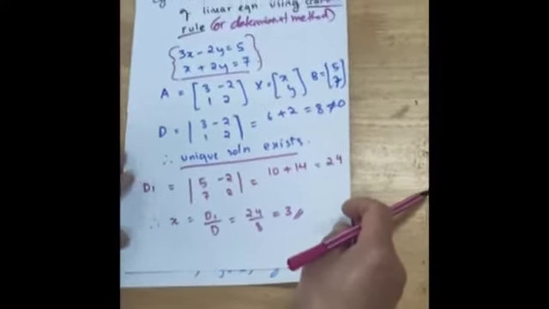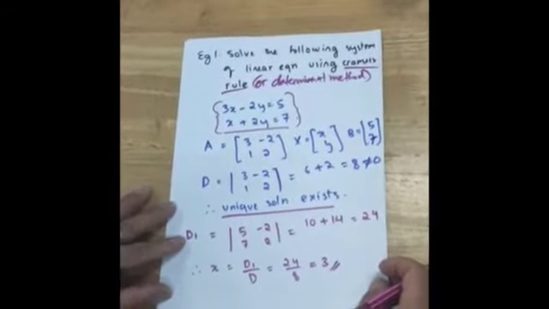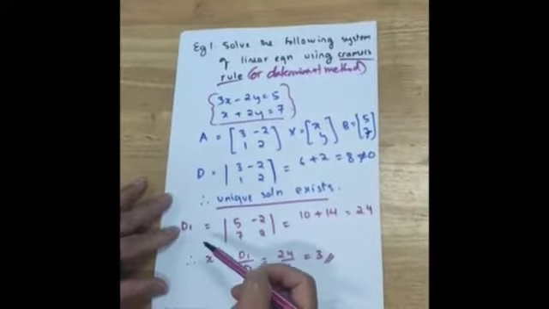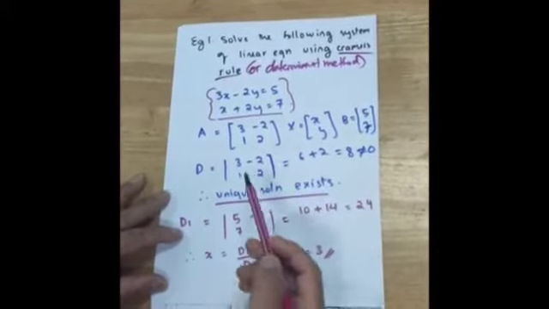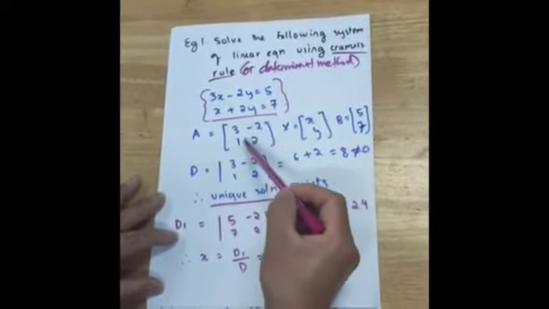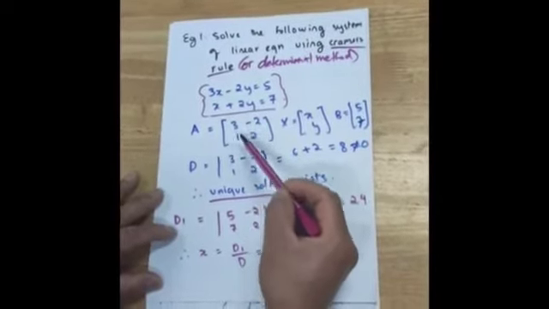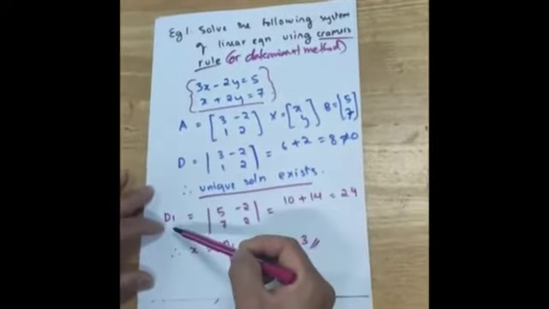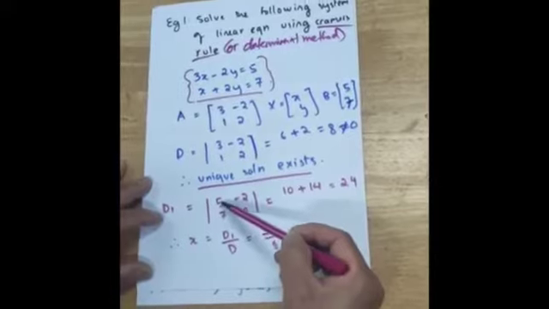The next step is to find the values of d1 and d2 in this case. How do you find the value of d1? To obtain the value of d1, you should replace the elements of the first column of the coefficient matrix A by the constants. For instance, in this case, our d1 matrix or determinant will have 5, 7.